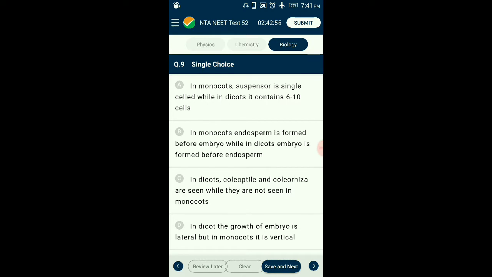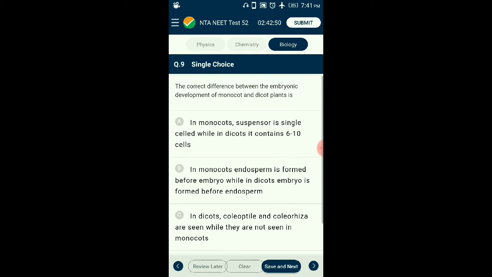In monocots, the basal cell enlarges and forms a large vesicular suspensor. In dicots, the basal cell divides horizontally to form a layer of 6 to 10 cells called the suspensor. The cell touching the embryo is the hypophysis, while the cell on its extreme opposite is the haustorium. So the correctly matching option is option A. In monocots, the suspensor is single-celled, while in dicots it contains 6 to 10 cells.